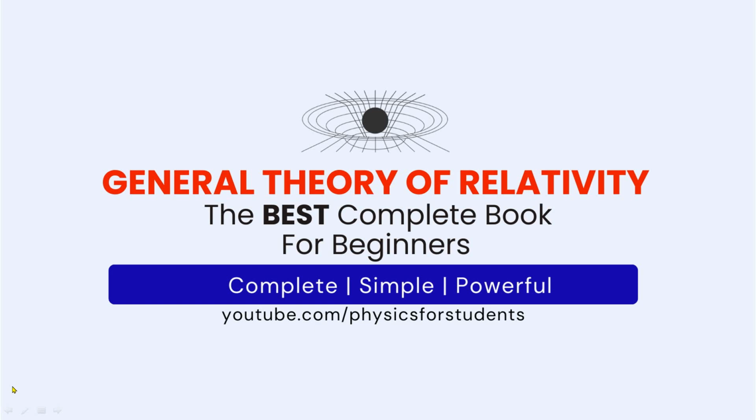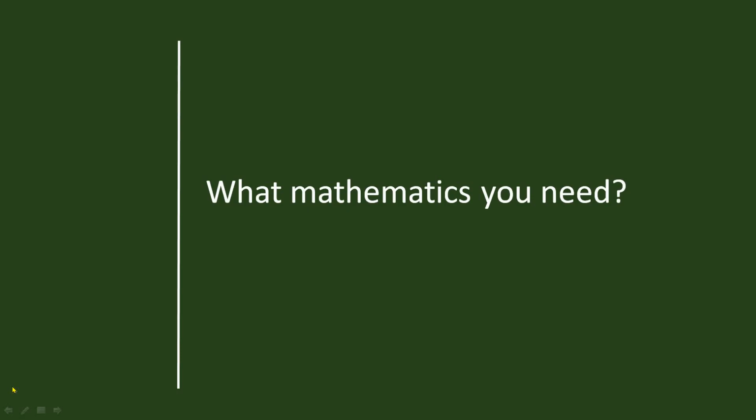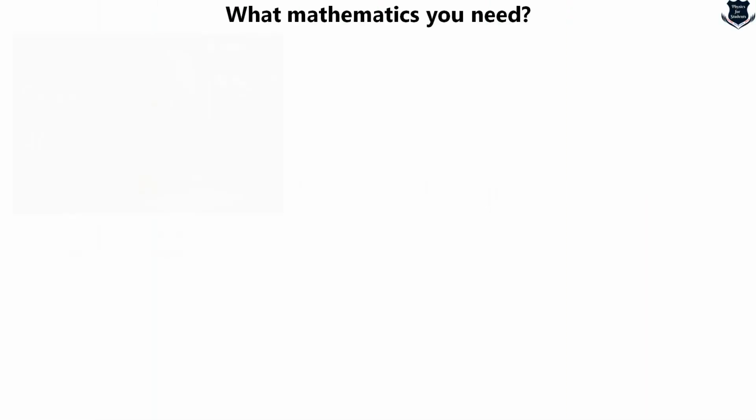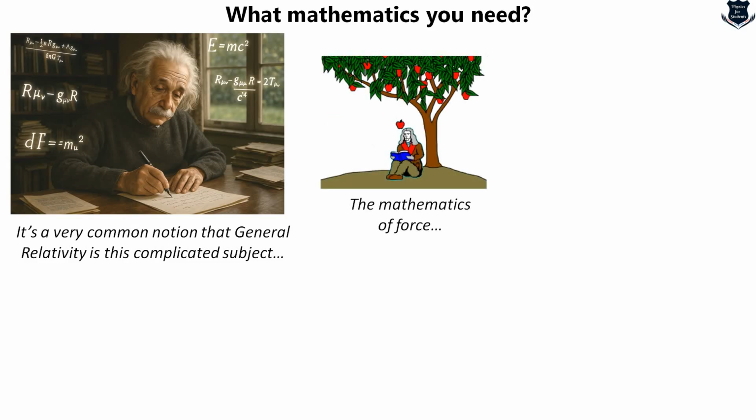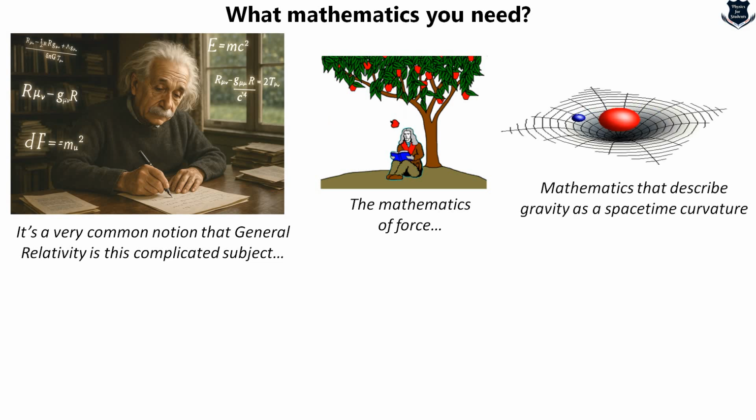Now before I go ahead and tell you about this magical book, I would like to address this question: what kind of mathematics you need to know before you start learning general theory of relativity? Well, in general, it comes as a common notion that general relativity is a very complicated subject. I would partially agree to that, because the mathematics that describes force in Newtonian mechanics, F equals ma, now describes what is called gravity as a space-time curvature. So no longer the particles, the distance, but something purely geometric in nature, some amount of complex mathematics.